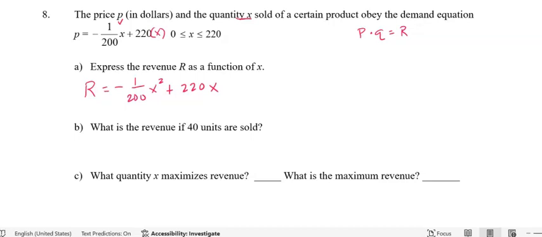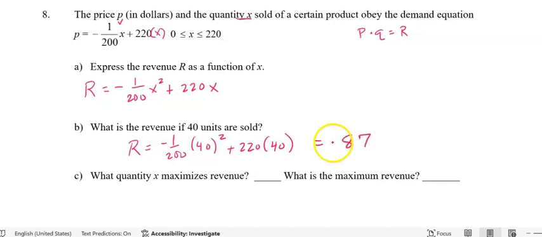Part B, what is the revenue if 40 units are sold? So we're just going to take our revenue function and we're going to replace X with 40, both of the X's, and then see what comes out. So I'm going to go to my calculator, and I came up with $8,792.